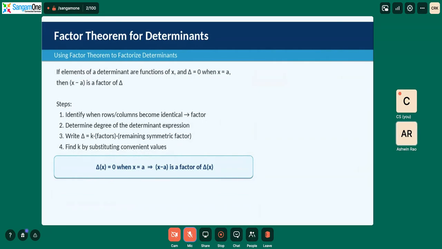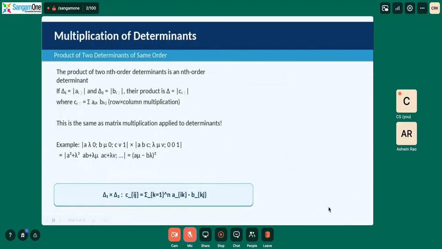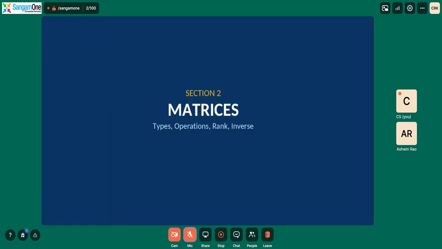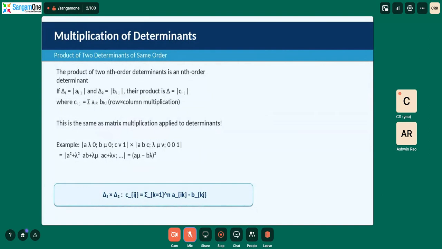This is the factor theorem for this. Please remember this formula. No need of derivation or anything. Only for basic purposes you can just identify it. We'll solve the problems based on all these concepts. Okay. These are also main important formulas. This is the example for multiplication of determinants.